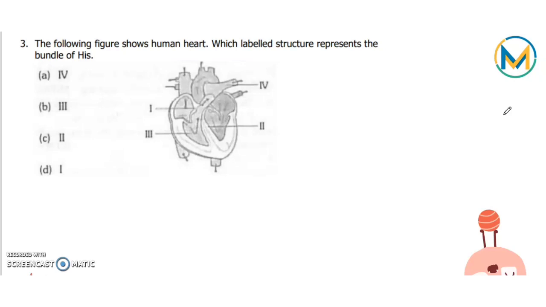So we have to find the one which is the bundle of His and is responsible for that. So correct answer is option C, which is there in between the atria and ventricle. To the point, that is option C. Next question.